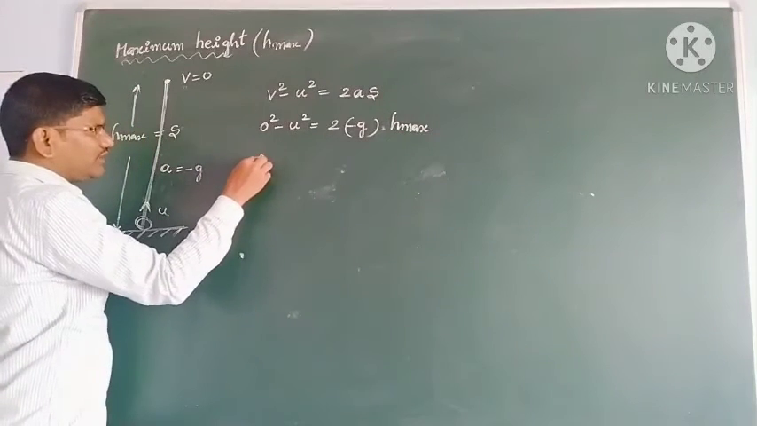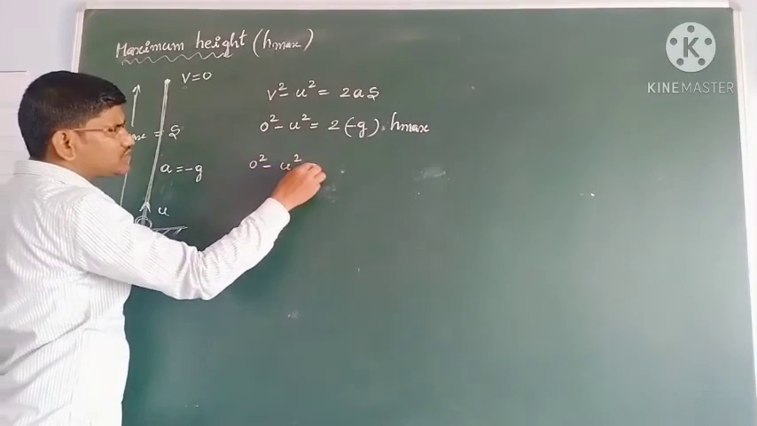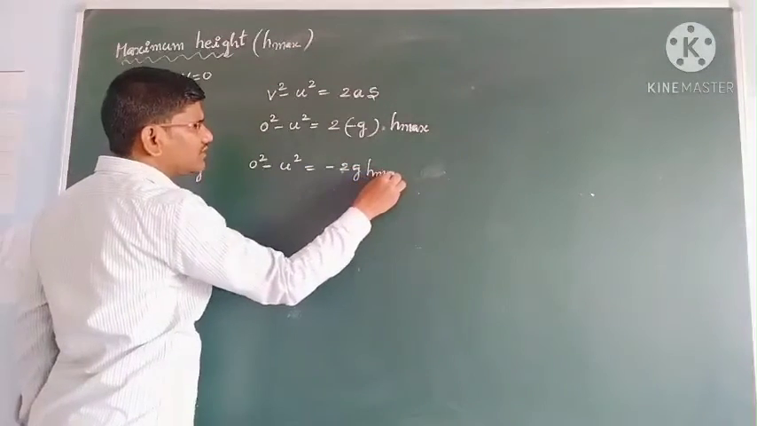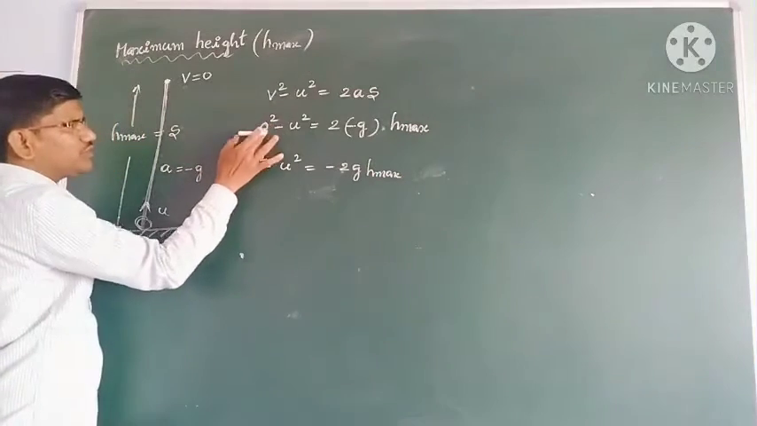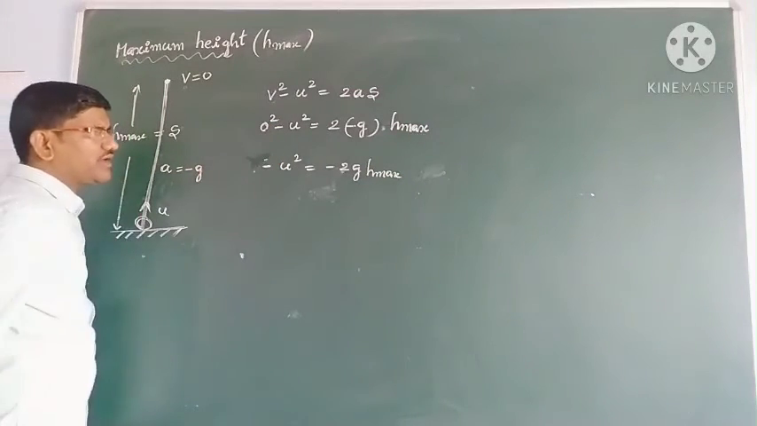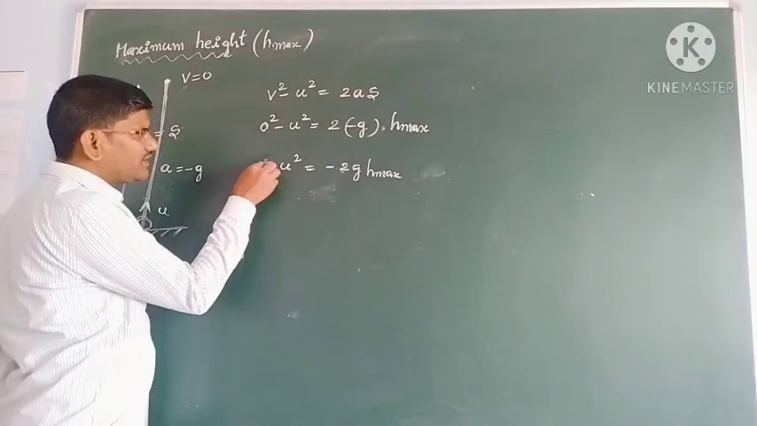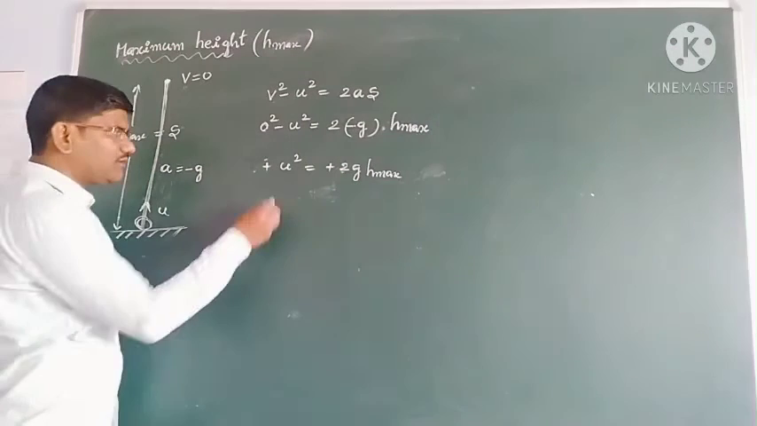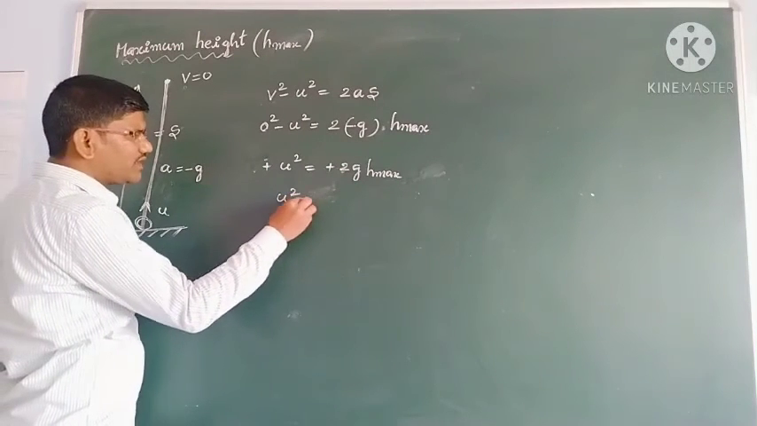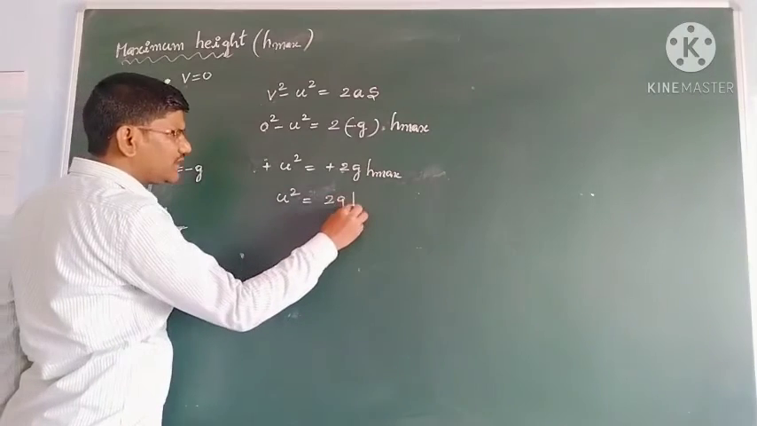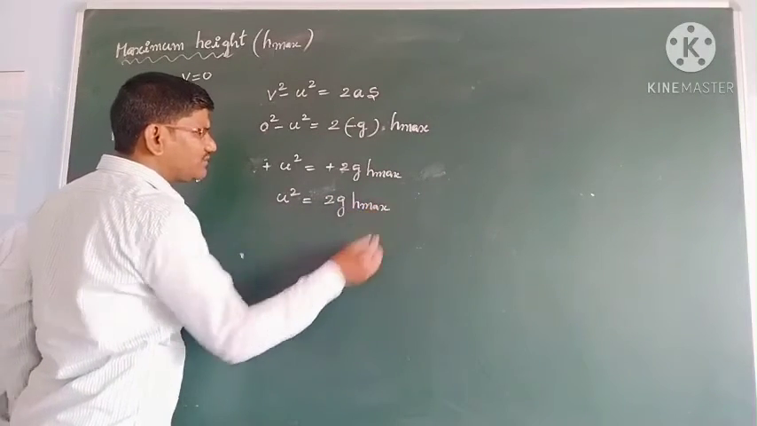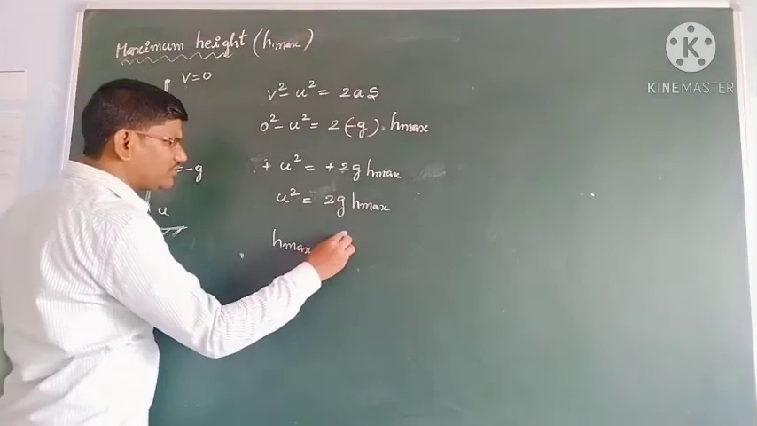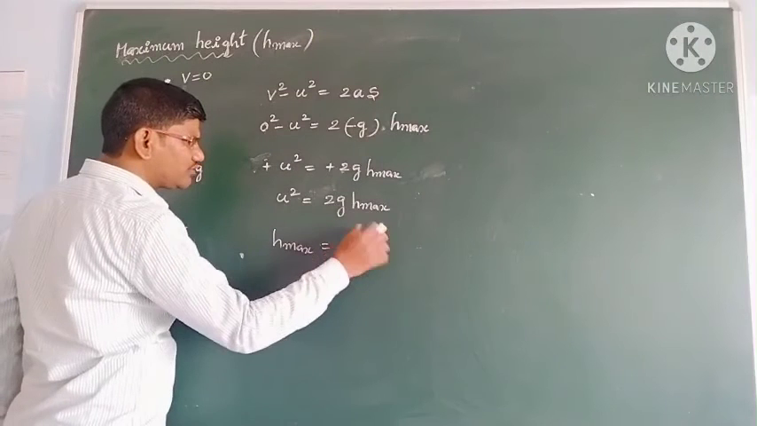Then what do we have here? 0 square minus u square is equal to minus 2g into h maximum. 0 square means 0, so you need not write this term. Then minus u square equals minus 2g h maximum. If you multiply with a minus sign, it will become plus. Then u square is equal to 2g h maximum. Then write it: h maximum is equal to u square by 2g.